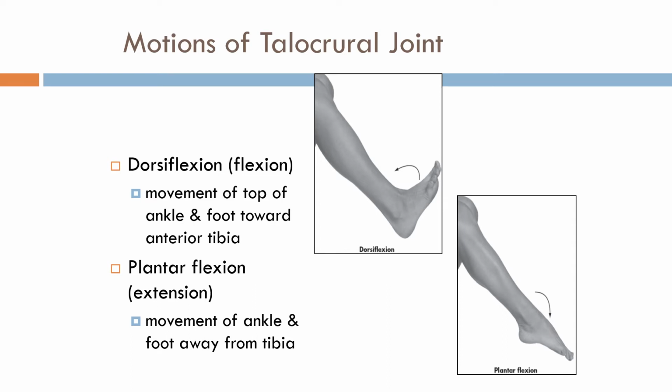So here are the motions that take place at the talocrural joint. The motion of dorsiflexion, which is also essentially flexion, is basically the ankle coming up, the top of the foot and the ankle moving towards the anterior tibia, this area in here, approximating. That's dorsiflexion or flexion. Down here, you have plantar flexion, also known as ankle extension, and that's movement of the ankle and foot away from the tibia. So those specific motions occur at the ankle joint, or the talocrural joint.